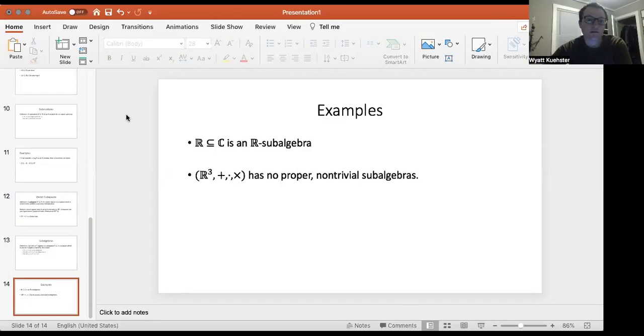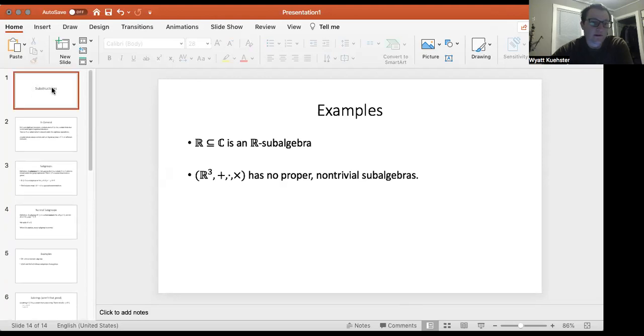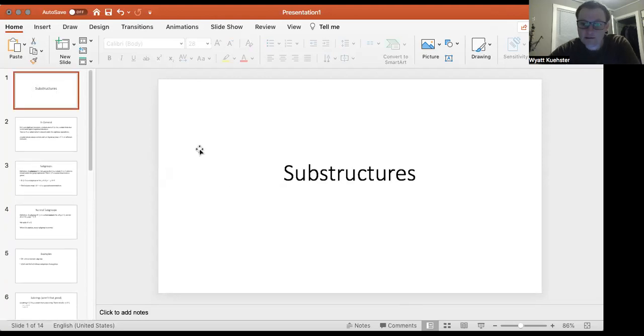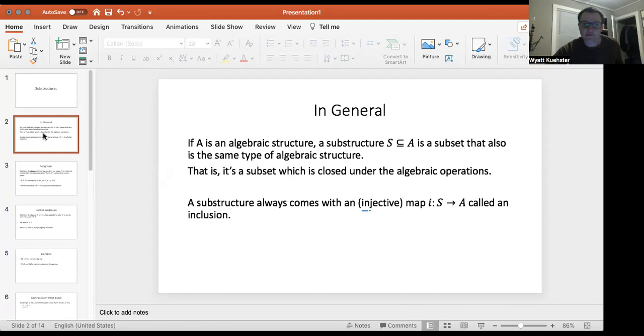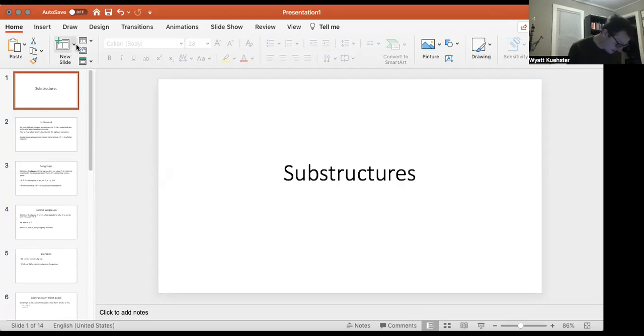Okay, so we talked about basic algebraic structures. We talked about maps between them. Now we're going to talk about the subobjects. So if you have some sort of algebraic structure, we can think about subsets of that algebraic structure. And maybe I should actually, before I even start the video, let me mention what a subset is.